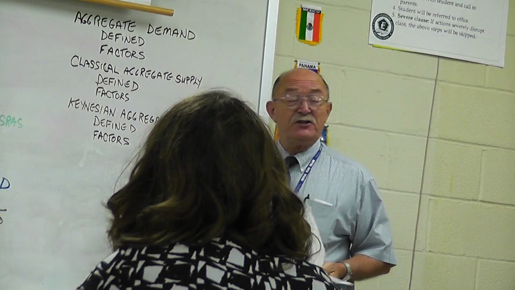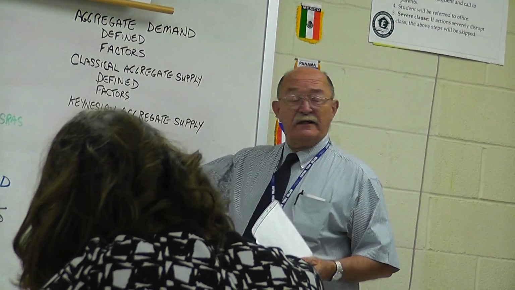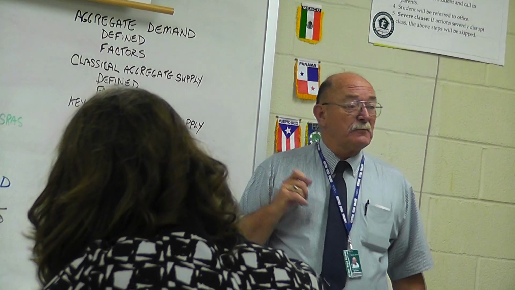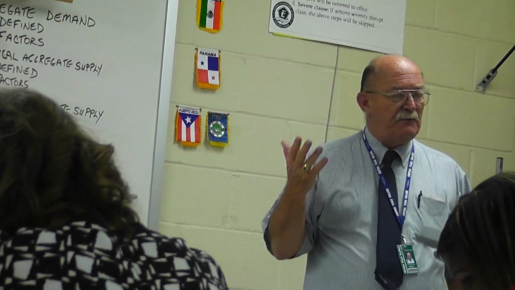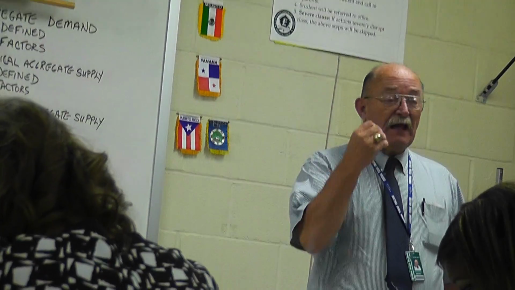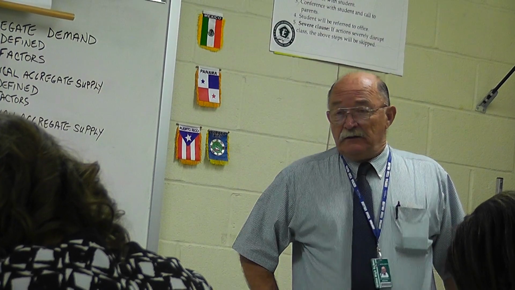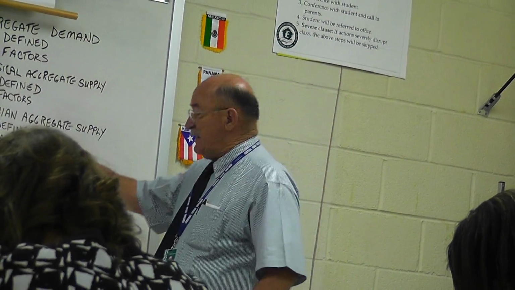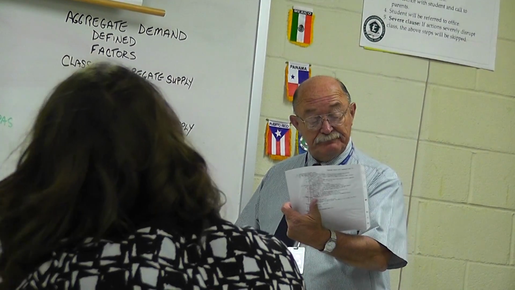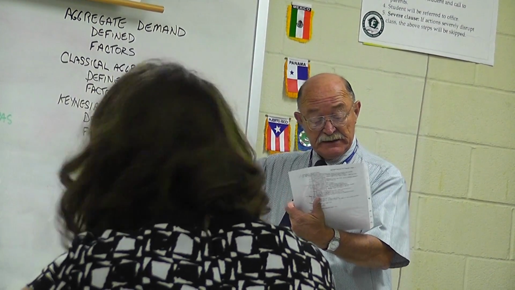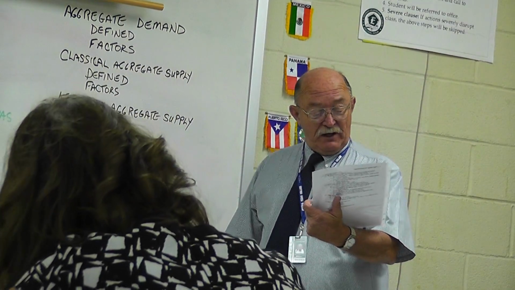All right, let's talk about the short run. The short run supply curve, or Keynesian aggregate supply curve. We call it Keynesian because he's the one that came up with this concept. It was his idea. Keynesian, it's supply in the short run. All right, in the short run. Definition. Drum roll, please.